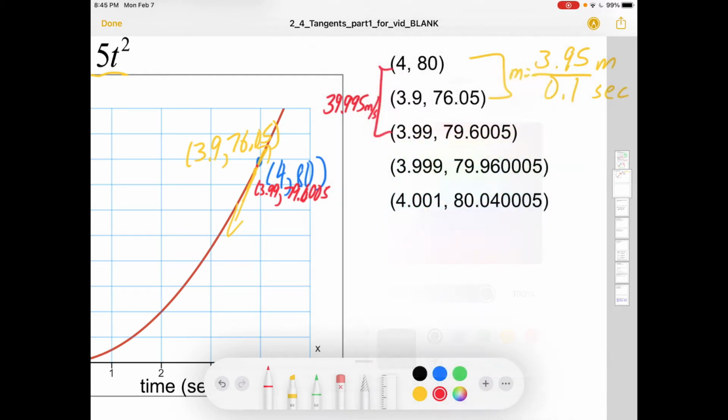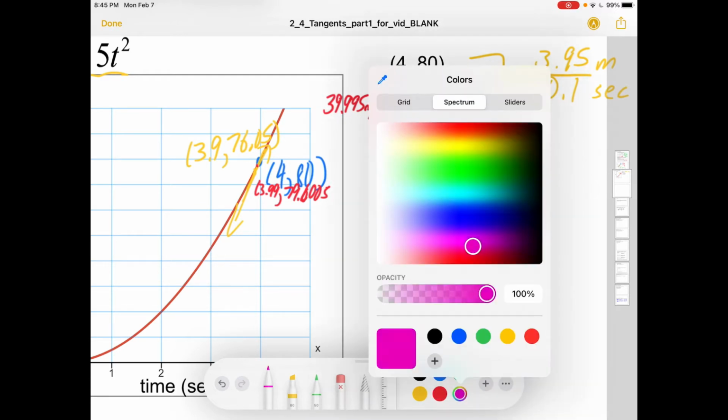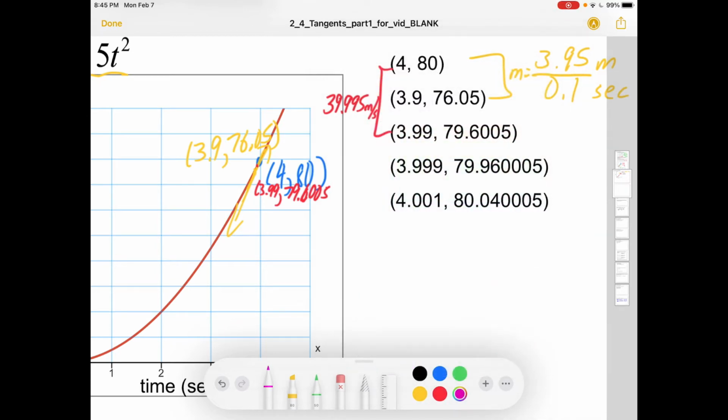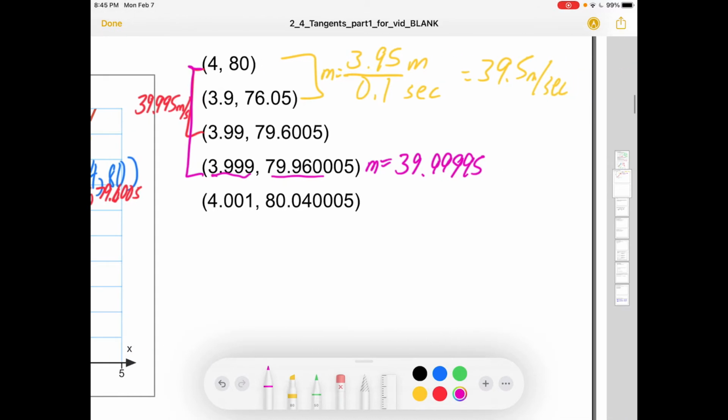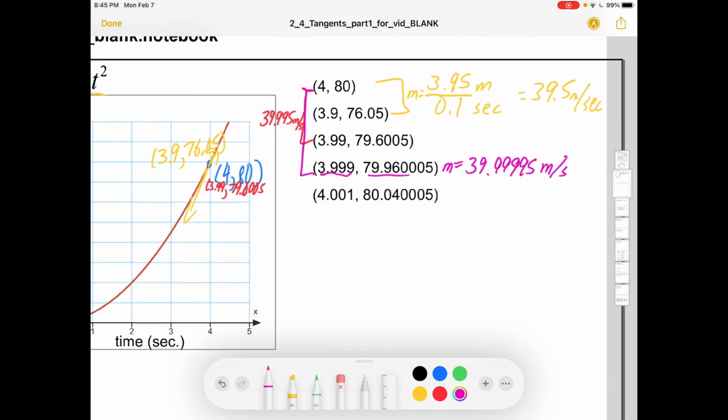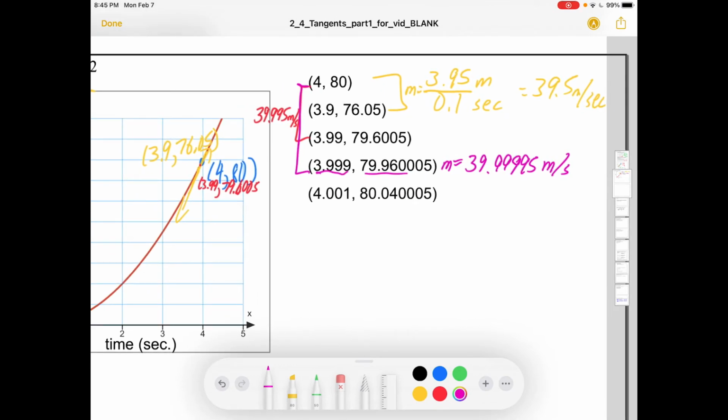What if we use points that are closer still? Well, if we used this one right here and 480, you're going to get a slope in that case that is 39.99995 meters per second. I mean, what do you think the slope really is? What do you think that speed is? Looks like it's closing in on 40.